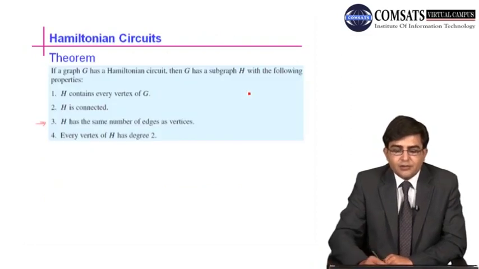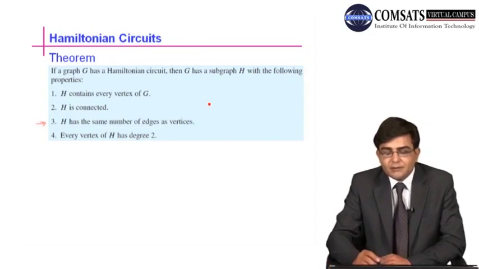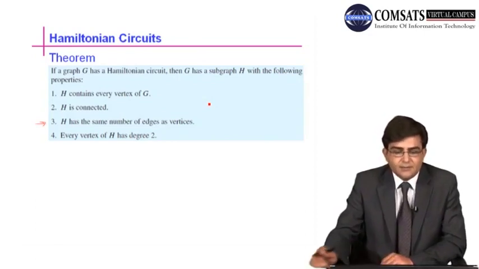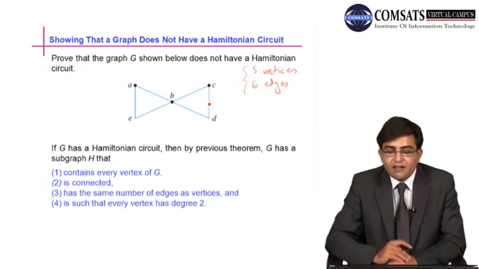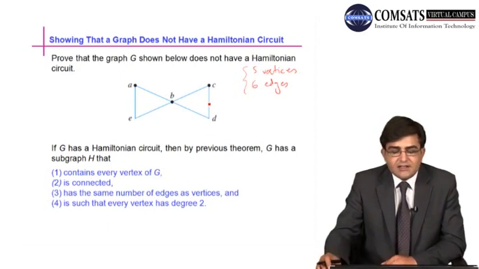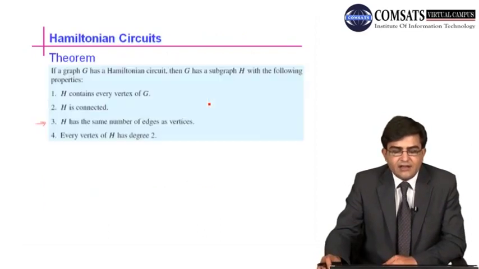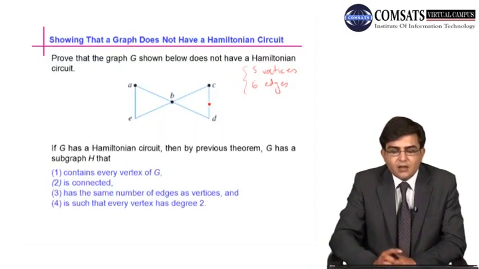The proof of this theorem you can see in the book of Discrete Mathematics written by Susanna. This violates the third condition, that H has the same number of edges as vertices. There are 5 vertices and 6 edges, so we cannot construct a Hamiltonian circuit in this graph. We check the other conditions as well. H contains every vertex of G. H is connected. Every vertex of H has degree 2. This is the fourth condition.